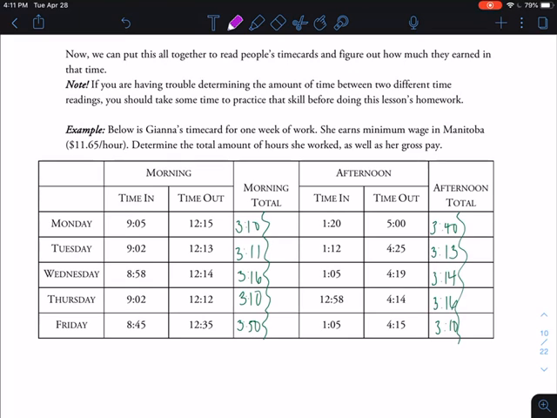So what I've taken the liberty of doing is figuring out how long is between each of these time readings. What I did was I just calculated how long is between 9:05 in the morning and 12:15 p.m. That's 3 hours and 10 minutes. Between 9:02 a.m. and 12:13 p.m., that's 3 hours and 11 minutes. Between 8:58 a.m. and 12:14 p.m., that's 3 hours and 16 minutes, and so on. So that's what I've done.